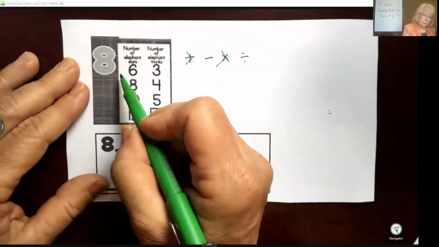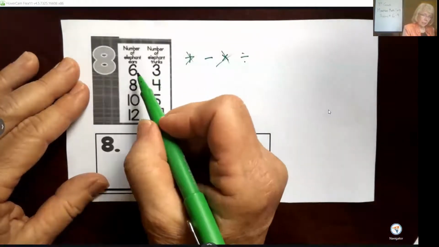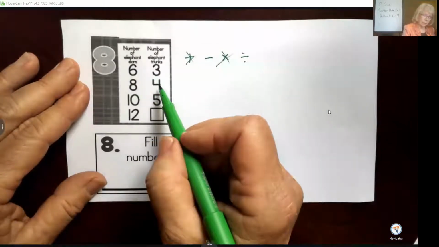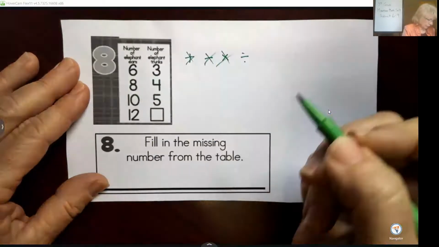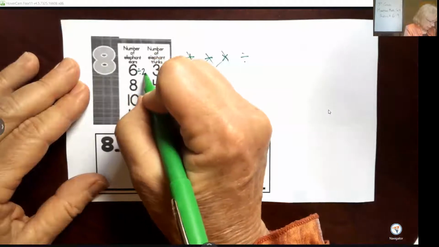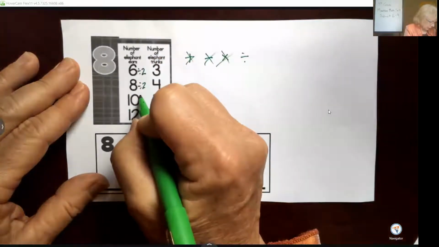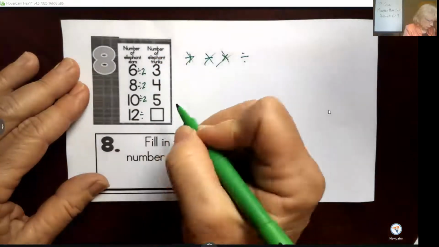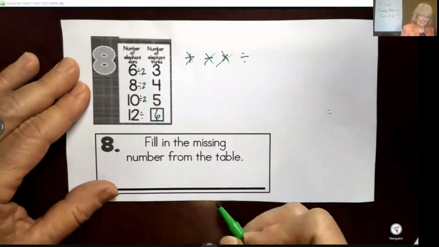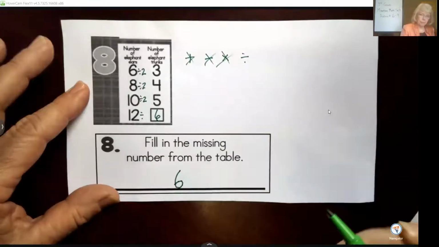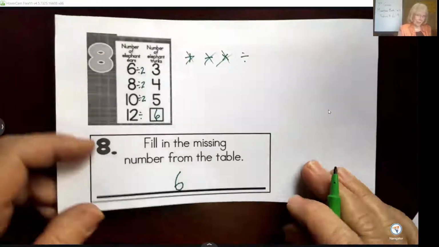The difference between 6 and 3 is 3, but when we go to 8, that doesn't work. 8 take away 3 is not 4. So we're really dealing with division, and we can see eventually that this is divided by 2 each time. So 12 divided by 2 is 6, and our missing number is 6. Hope you got that one.